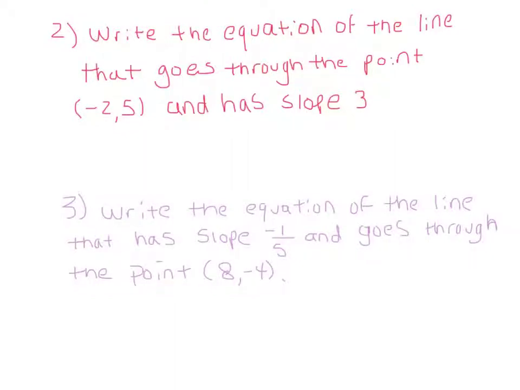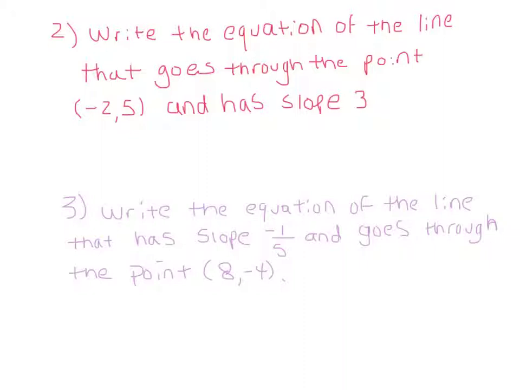Now that we know how to come up with the equation of a line, if we know the point and the slope, we'll do a few practice problems here. So this first example, or second, I guess, if you've watched my previous video, is requiring us to write the equation of the line that goes through the point (-2, 5) and has a slope of 3.